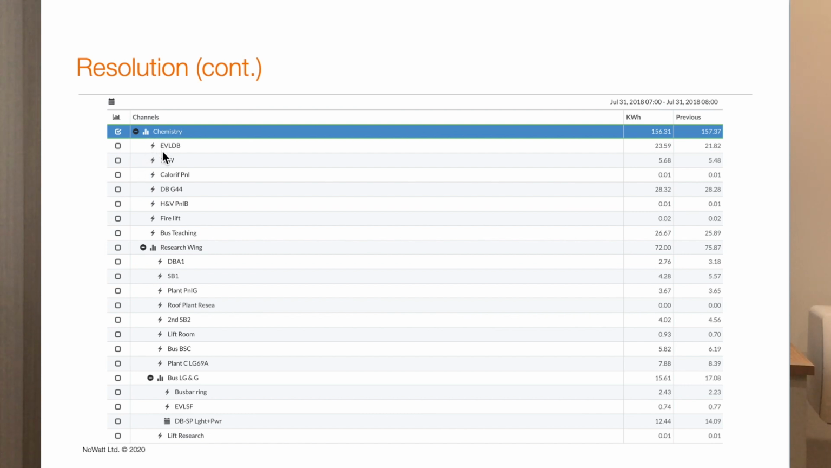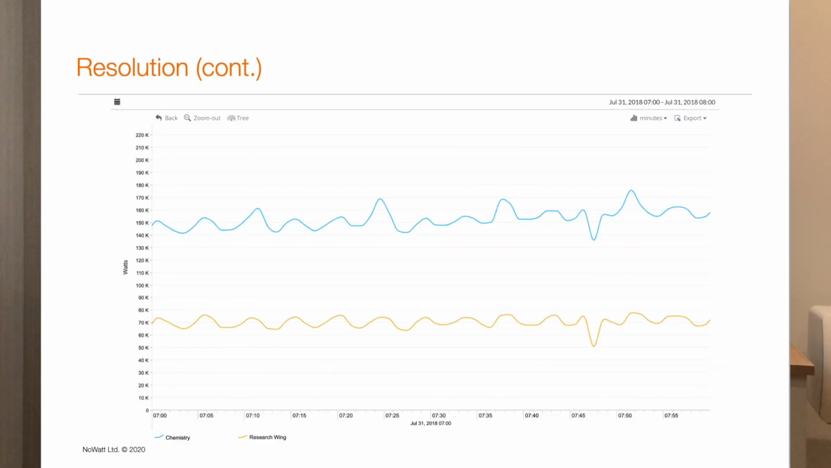NOWAT can break down the chemistry building into individual loads. We've further broken down one of those loads, the research wing, into 9 subloads. And finally, we've broken one of those, the bus L, G and G load, into 3 further subloads. By looking at minute level consumption of the research wing, we can see that the pattern I showed you earlier is actually the same pattern we see on the research wing.